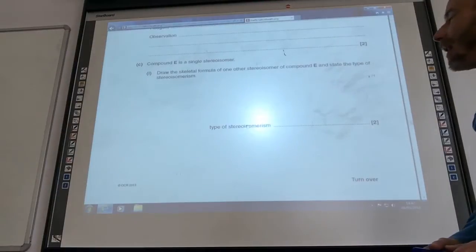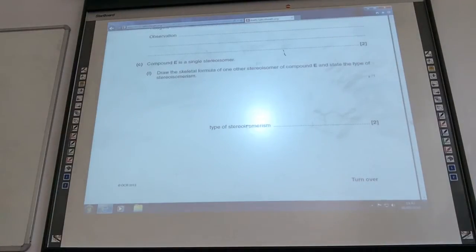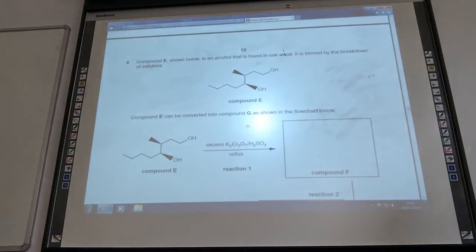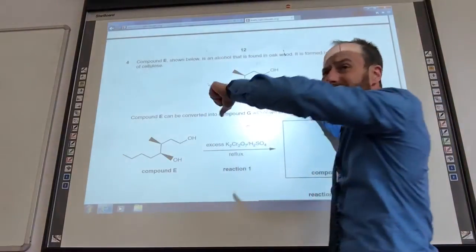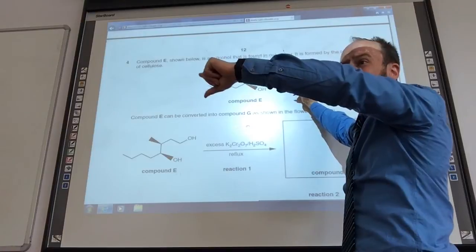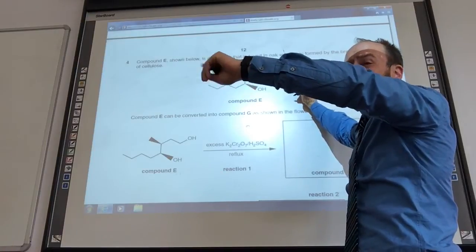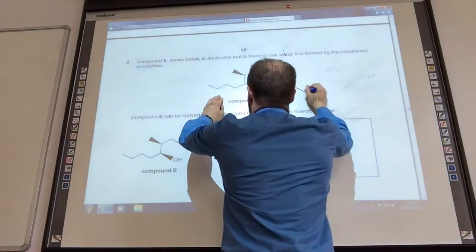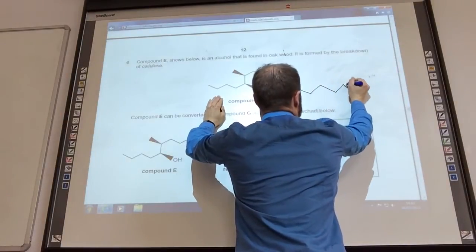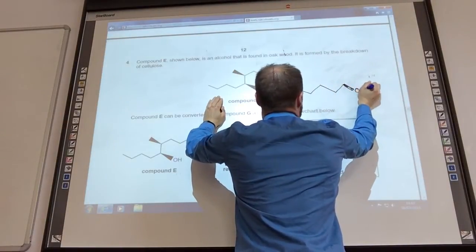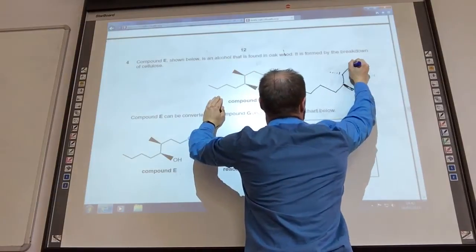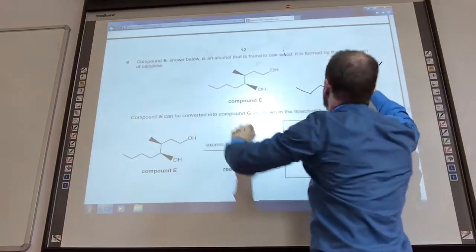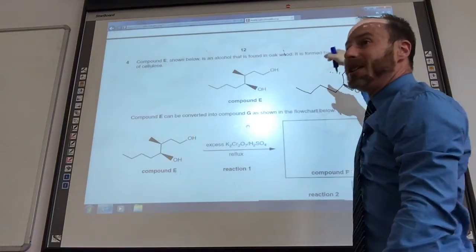Compound E is a single stereoisomer. Draw another one, state the type of stereoisomerism. So I'm going to go back to compound E. First of all, what type of stereoisomerism is it going to be? Can it be cis-trans isomerism? No, because it hasn't got a double bond. So all you're going to do is just copy it out. You've just got to change one of the bonds. So the way I would do it is I would just change that into going that way, like so. So you just change that wedge into a dash going back.